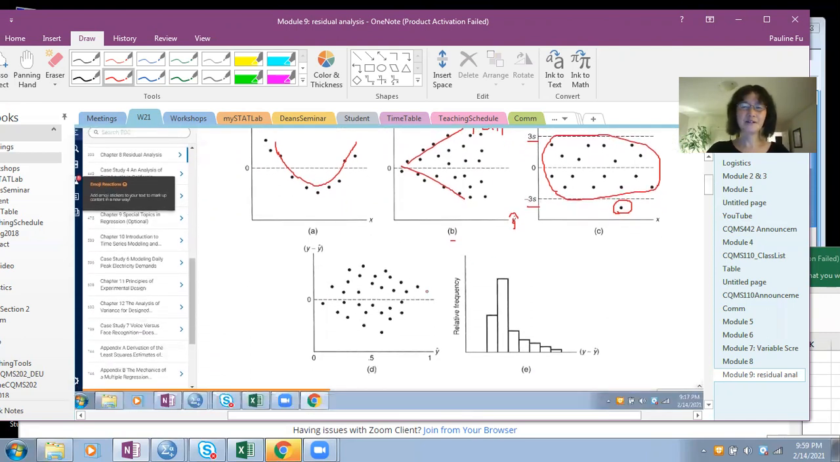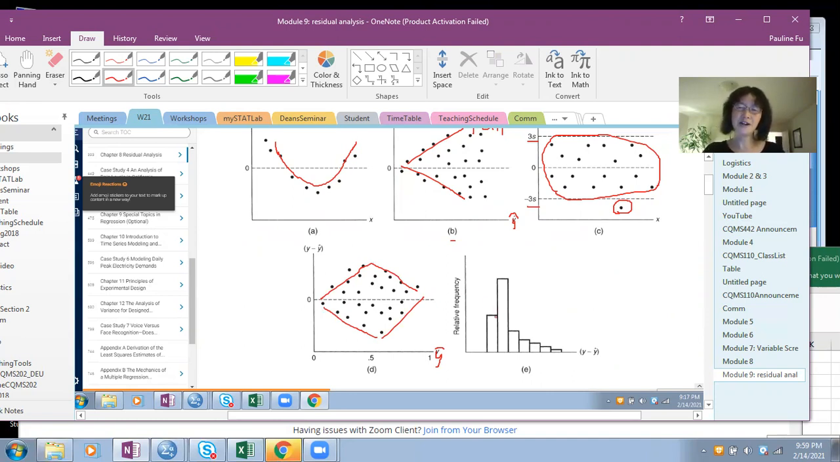Next one, the y-axis is the residue and x is the predicted y hat. The residue increases, then decreases, then decreases, then increases. So the residue has a pattern. That means the assumption of equal variance is violated.